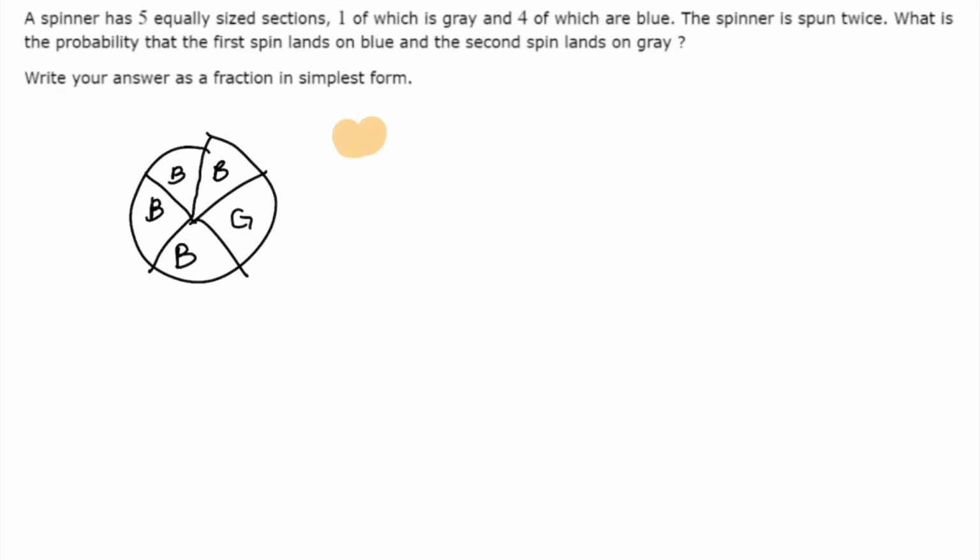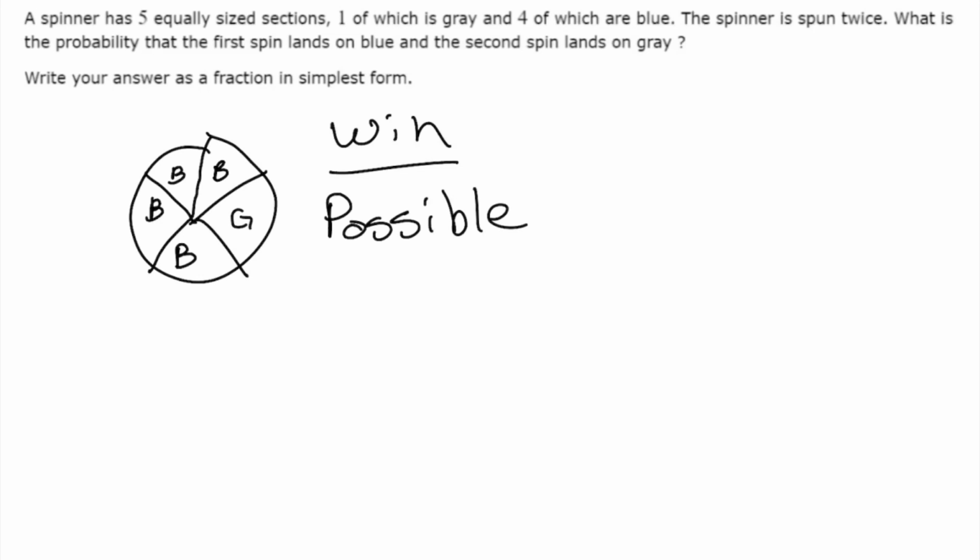So if we want win over possible, I got to change back to a pencil here. Win over possible. For the first spin, we said we wanted the first spin to land on blue. What are the odds of that happening? Well, we have 4 blues that would be considered a win. 4 blues that would be considered a win. And we have 5 total possible areas to spin on. On the second one, okay, so I'm going to actually highlight that one. That's our first spin.